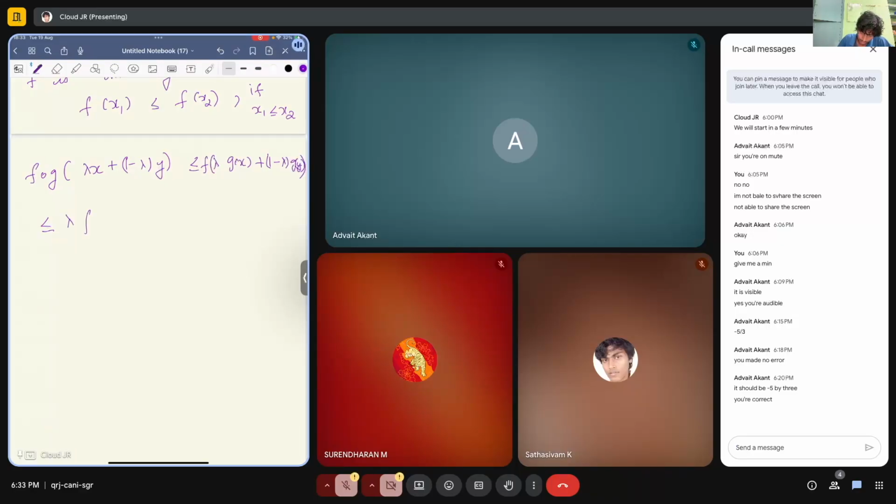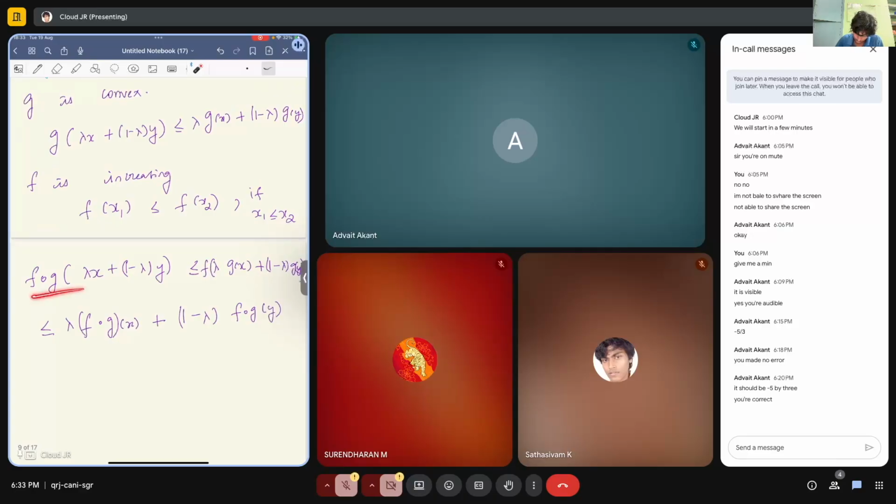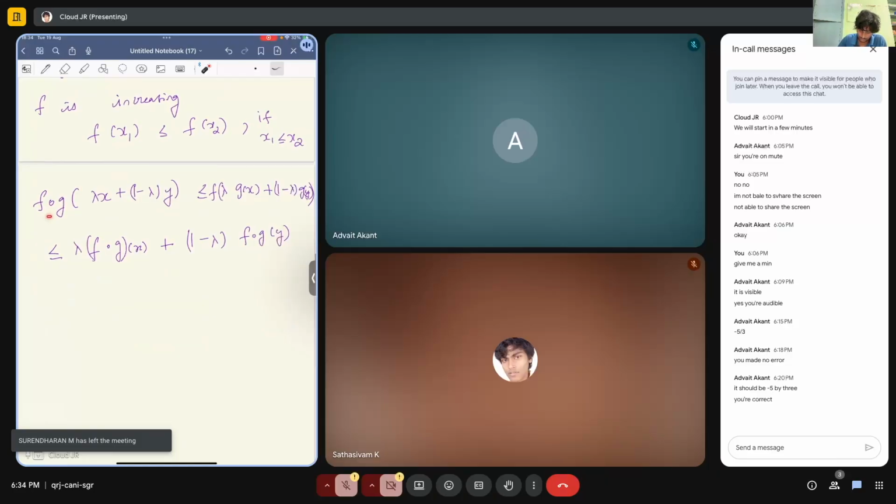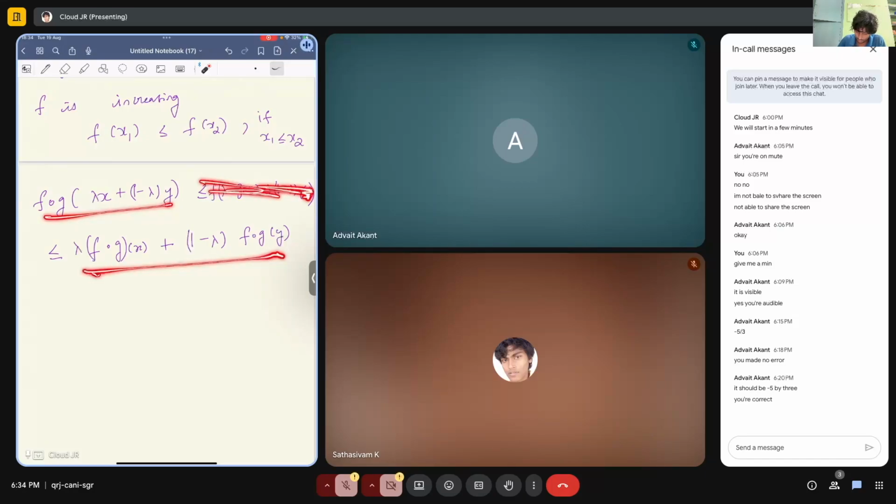So this will be lambda times f compose g of x plus 1 minus lambda times f compose g of y. Right. So this is what you have. So what does this tell you? So you take this one and you take this one. Okay. So these two equations, you kind of forget this. So these two tell you that f composed with g is a convex function, right?